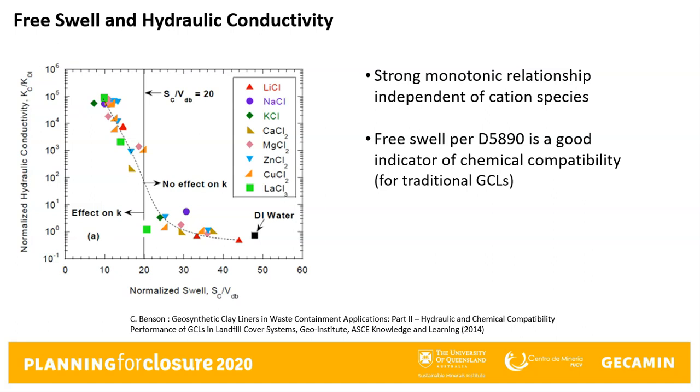So over the last 20 years, there has been a lot of research to determine how the performance of a geosynthetic clay liner is affected by the leachate chemistry. Craig Benson and co-workers developed a relationship between the swelling potential of the bentonite and the hydraulic conductivity of the GCL.